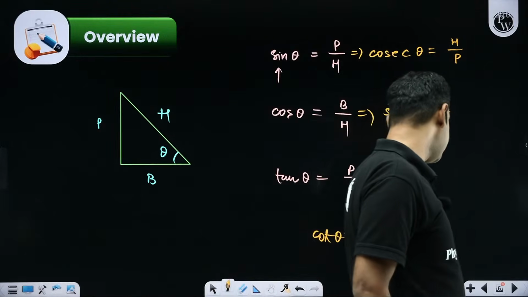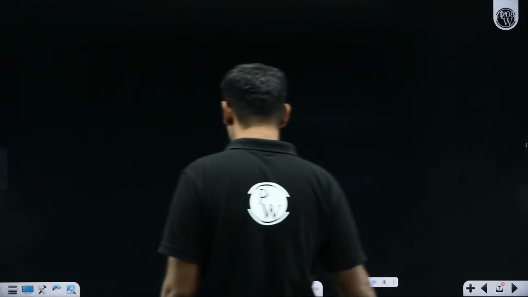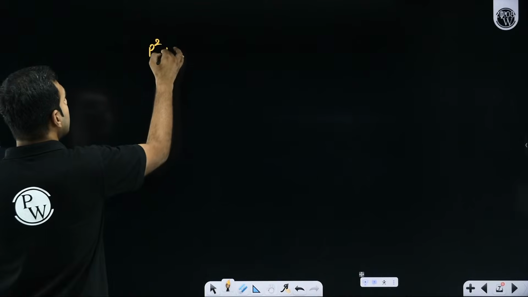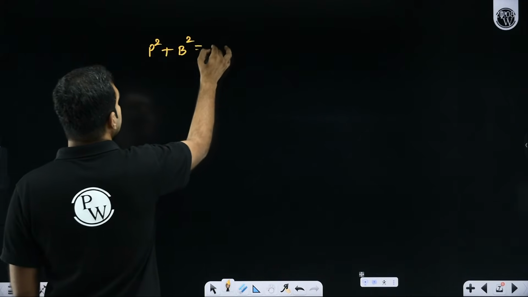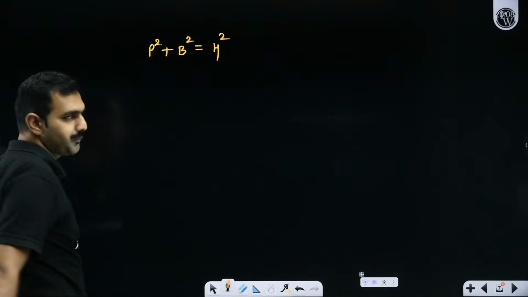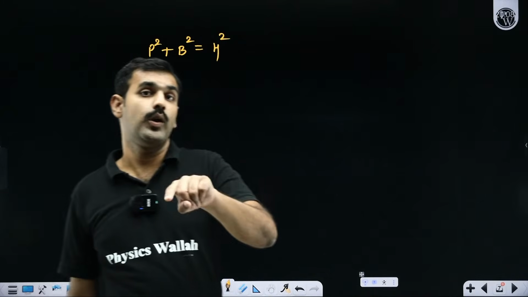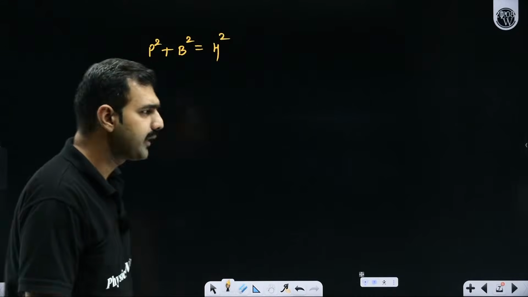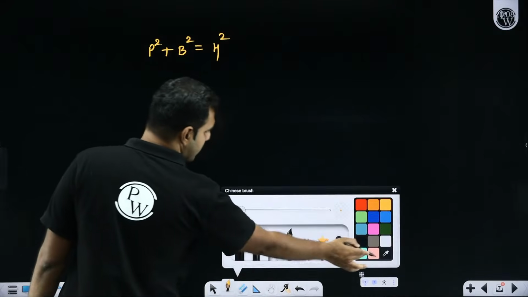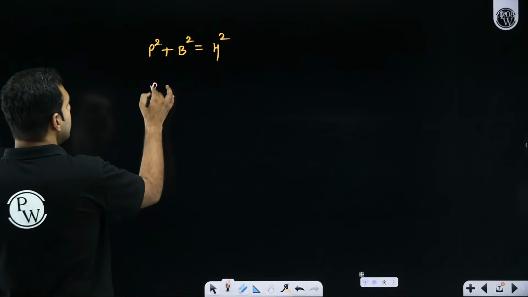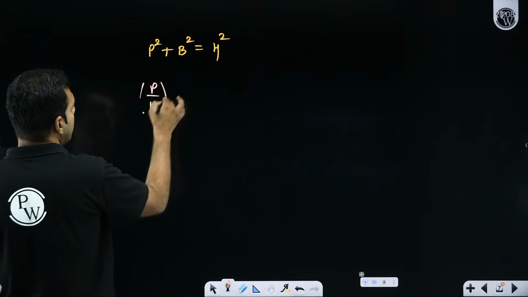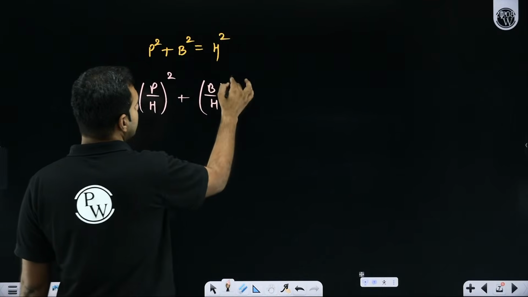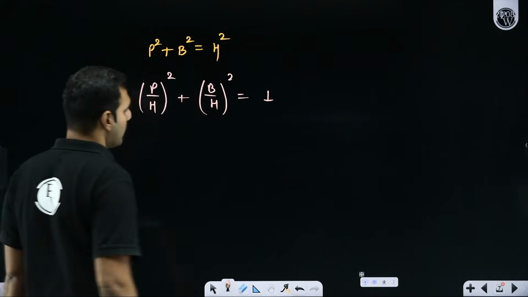Now Pythagoras suggested something very beautiful. Sir, what did he suggest? He gave that for any right angle triangle, perpendicular square plus base square is hypotenuse square. Yes or no? Sir, what if we divide both sides by h square? Okay, let's do that. What result do we obtain? It will be (P by h) whole square plus (B by h) whole square, equal to (h by h) whole square, which is 1.